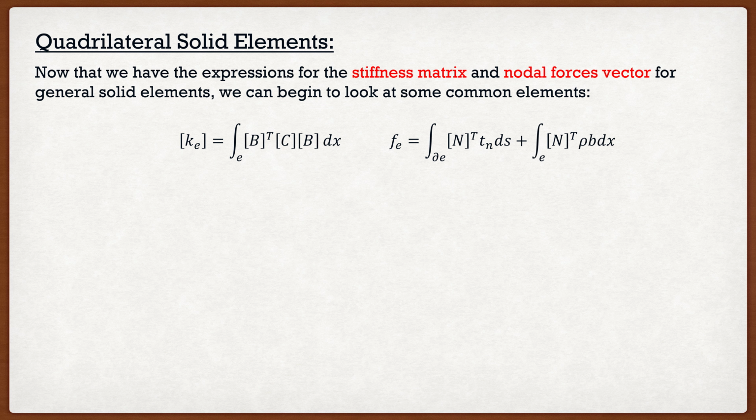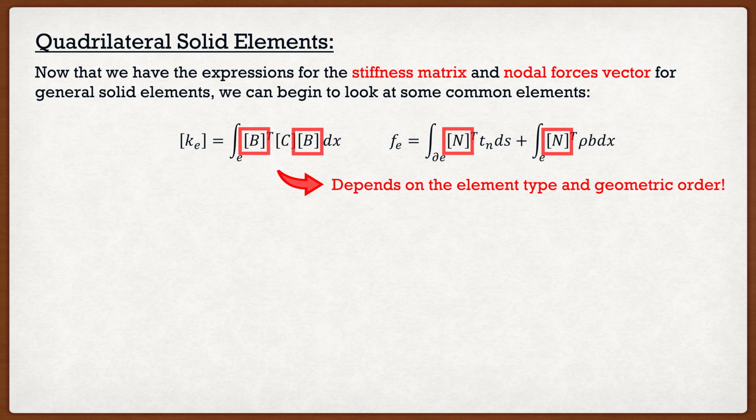But at the end of our lecture on general solid elements, we said we have a little bit of a problem. That B matrix that we had, as well as that N matrix, depend on the element type and geometric order. So in our previous video, we looked at what happens when we use triangular elements, and now we are going to look at what happens when we use quadrilateral elements.